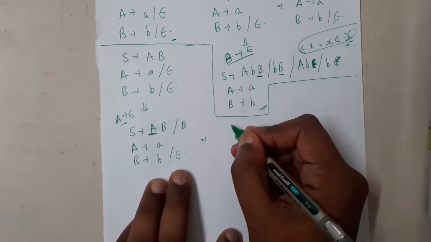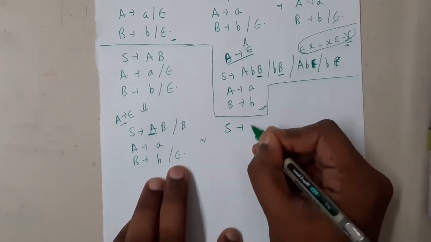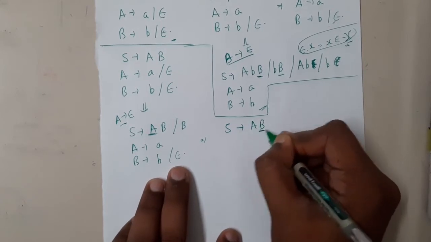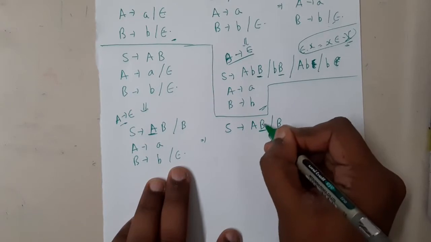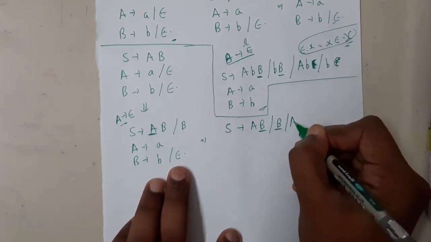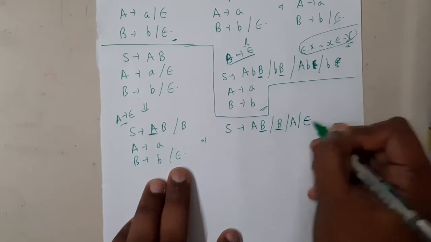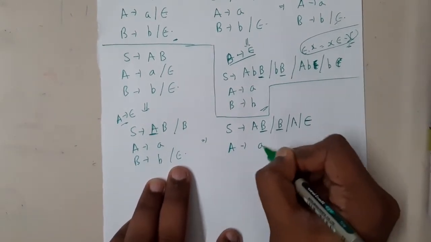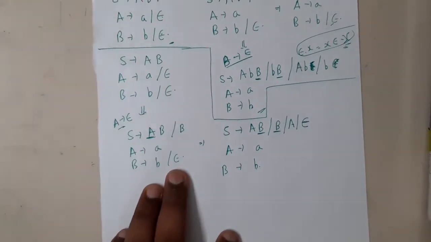Okay, so what will be my result? Please concentrate. It will become S implies AB, so here I am having B, and similarly this is B. Now if you observe, if I place epsilon here, I am going to get only A, but if I place epsilon here, that in itself becomes epsilon, right? So now if you observe, there is a small issue here.